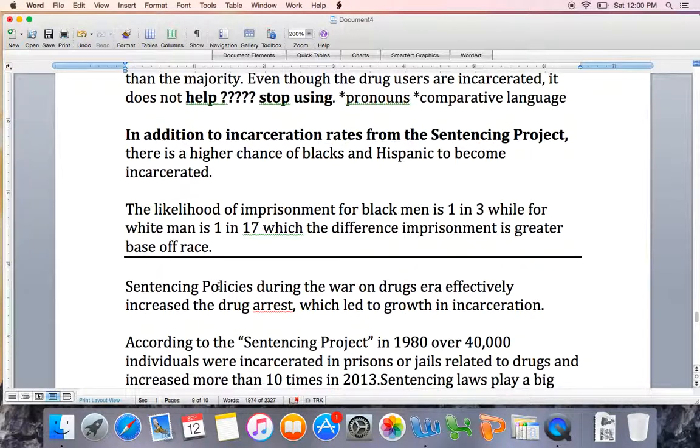The likelihood of imprisonment for Black men is 1 in 3, while for white men it is 1 in 17, which the difference in imprisonment is greater based off race. Again, this part, what are you saying there? Clarify. So you're comparing the likelihood of imprisonment, which is great because it does go back to your topic sentence about Black and Hispanics being more likely to be incarcerated, but I'm unsure of what you're saying when you say the difference in imprisonment is greater based off race. That needs to be clarified.